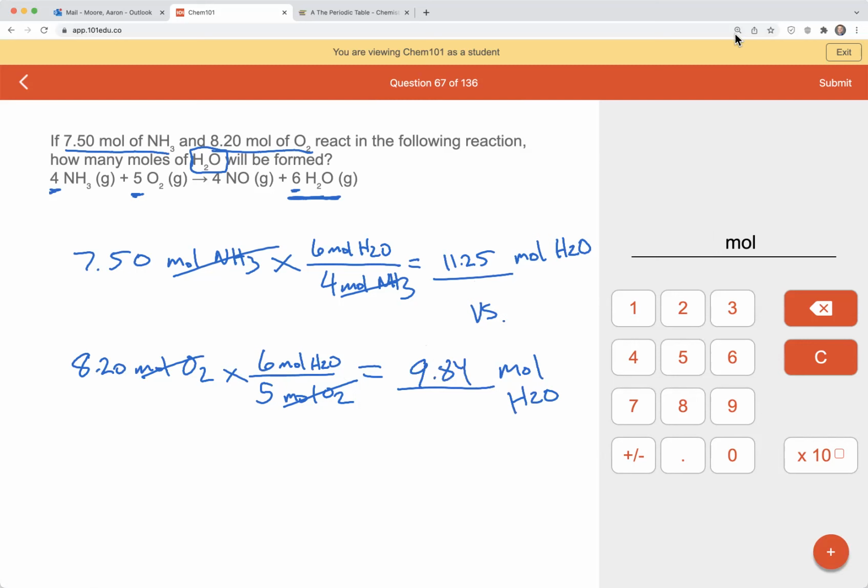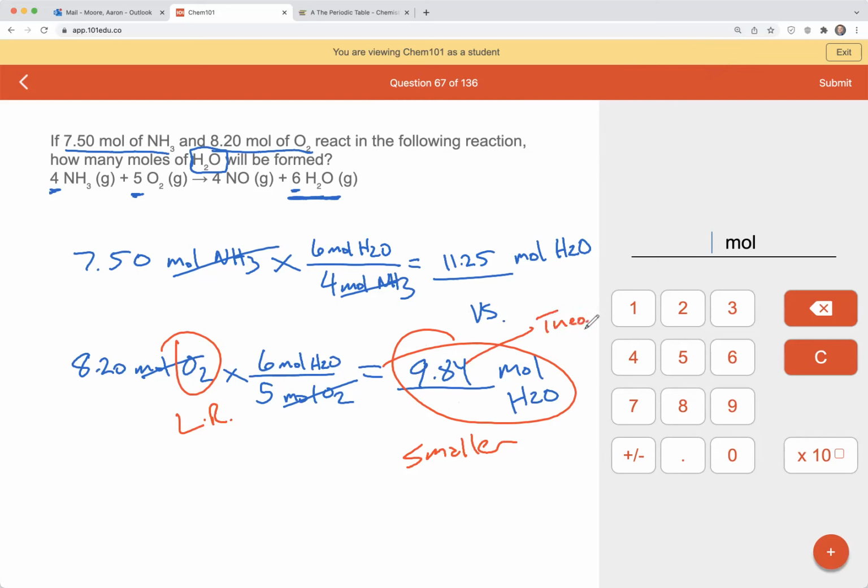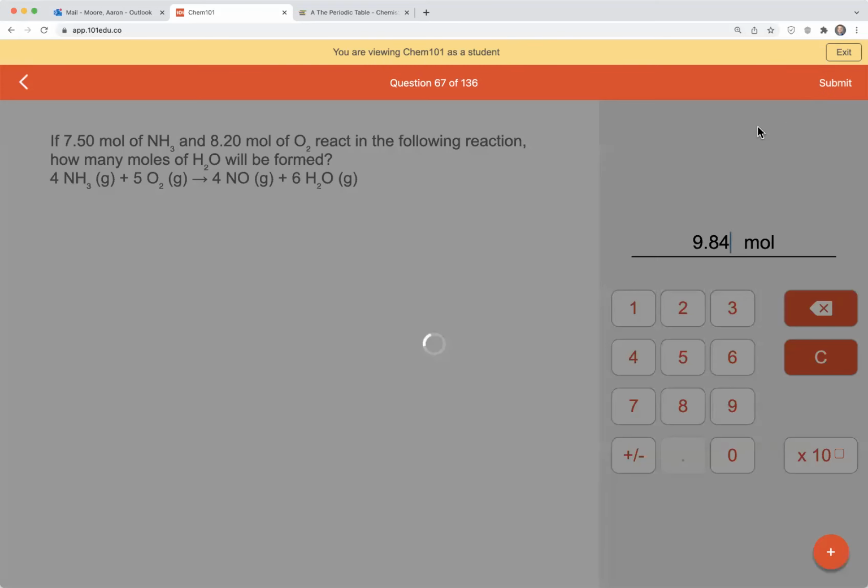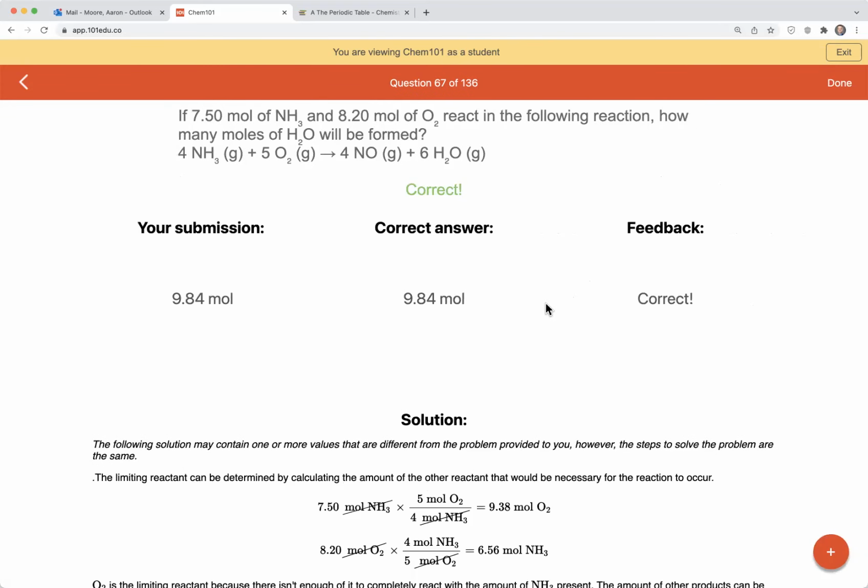9.84. Okay. Well, you can see here that this is the smaller number. And so that means that this is my limiting reactant, and this is the theoretical yield. So theoretically, this is the most water I'll get based on the amounts of starting materials that I have. Okay, so I'm going to punch in the 9.84 right there. And I'm going to clear away all my work and submit the answer. And once again, we got that one right too.